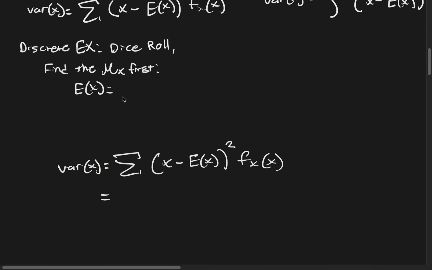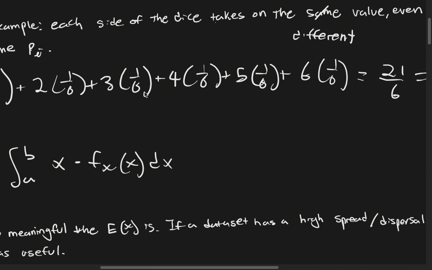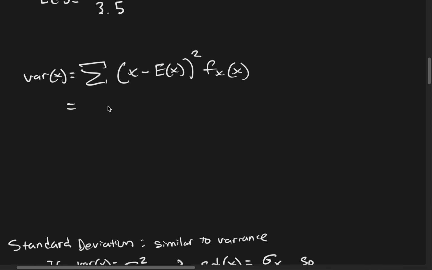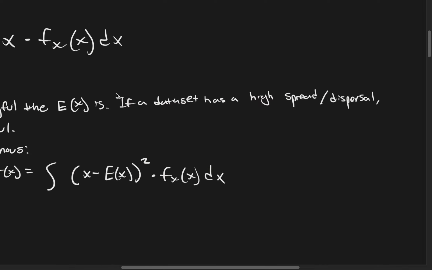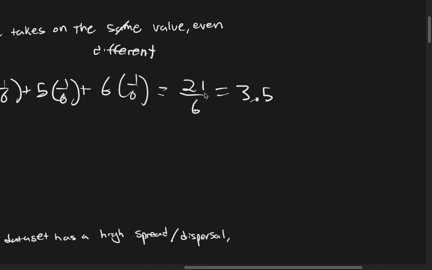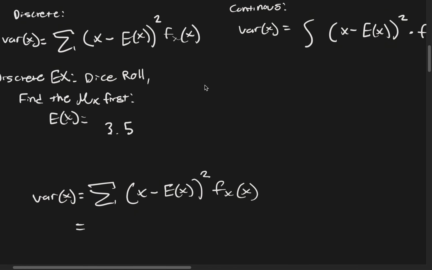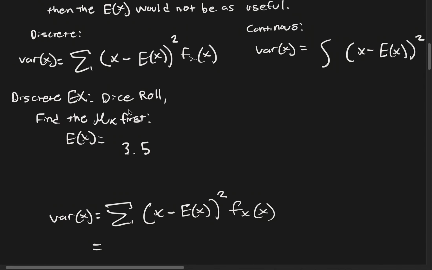So the expectation of a dice roll, like we found here, is 3.5. And then the variance of x, we can now find. Is this 21 or 22? Okay, it is 21. My notes say 22, but okay. So the variance of x, we can calculate using the formula we used here.